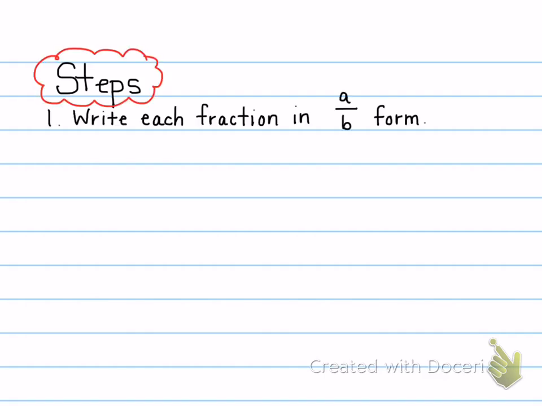So let's write down the steps for multiplying fractions. The first step is to write each fraction in A over B form. Now, the first types of problems we're going to do aren't going to require this, but this means, for example, if you have a mixed number, the mixed number needs to be changed to an improper fraction. If you have a whole number, you're going to want to change the whole number to something over 1.